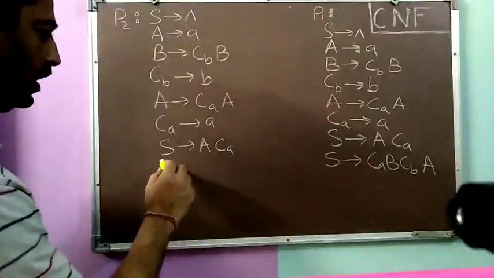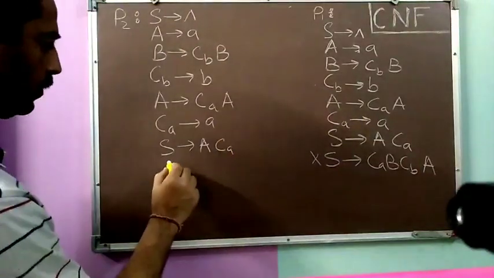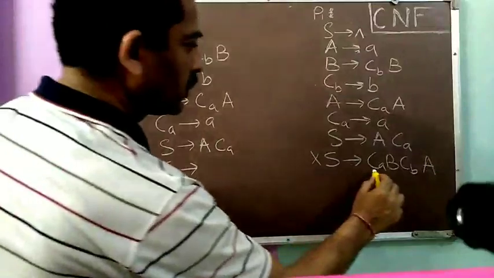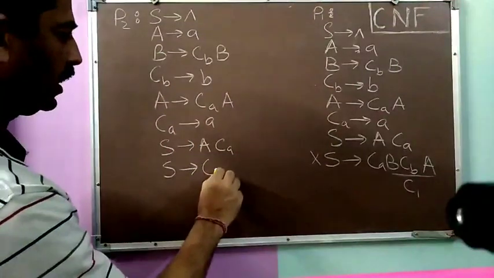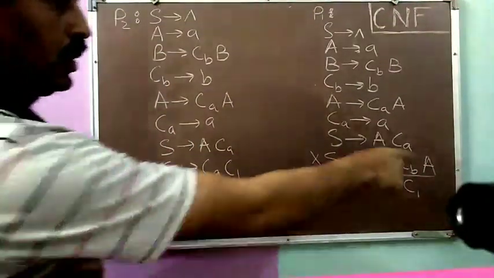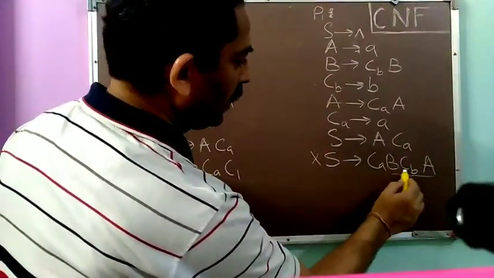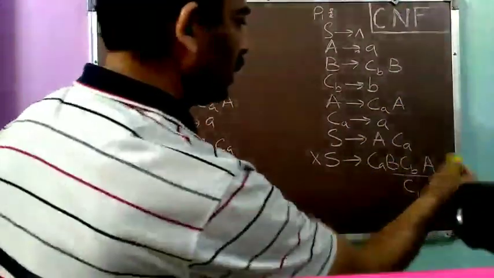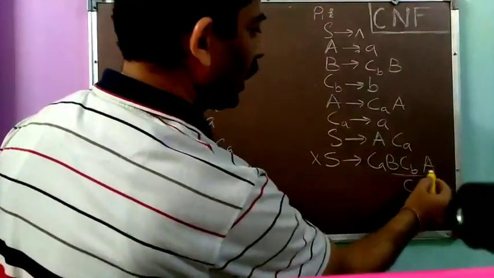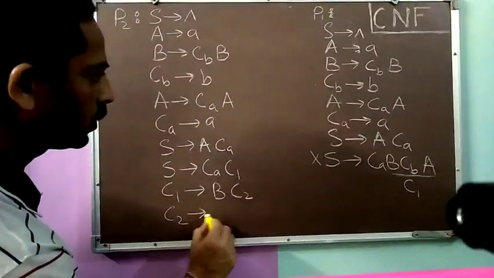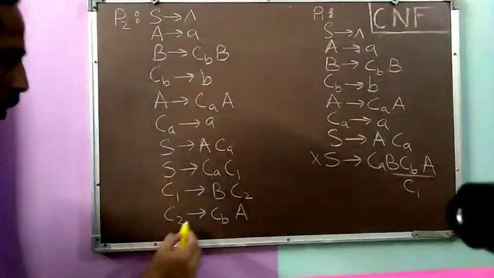So in this, we need to restrict the length. Okay, so how will we restrict the length? I will be removing this and in place of this, I will be adding some new productions. So for S2, I will include CA and for the rest I will introduce a new variable, say C1. So S2 to CA, C1. Now C1 is a new variable. From C1, I will derive CB and for the rest I will introduce a new variable, say C2. So it is C1 to CB, C2. And C2 is equal to CB, A, the last two symbols. So I have removed this and I have included all these productions.